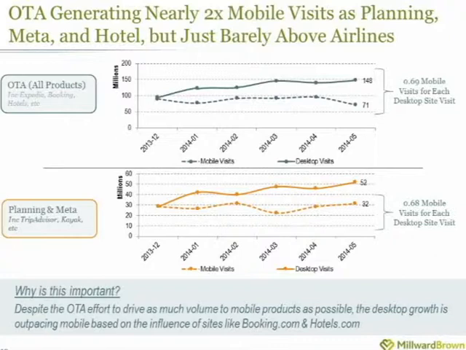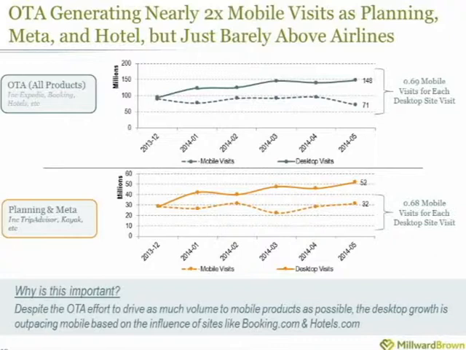And last but not least, we look down to sort of the planning and meta. And generally speaking, this is going to be composed of the two biggest brands within the space, which are TripAdvisor and Kayak. And we can sort of see throughout the beginning half of the year that, like what we had seen with the airlines, there's almost an inverse relationship depending on the month.